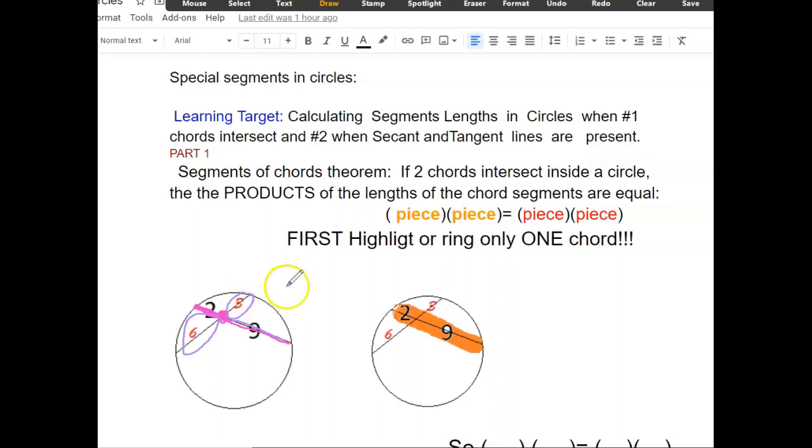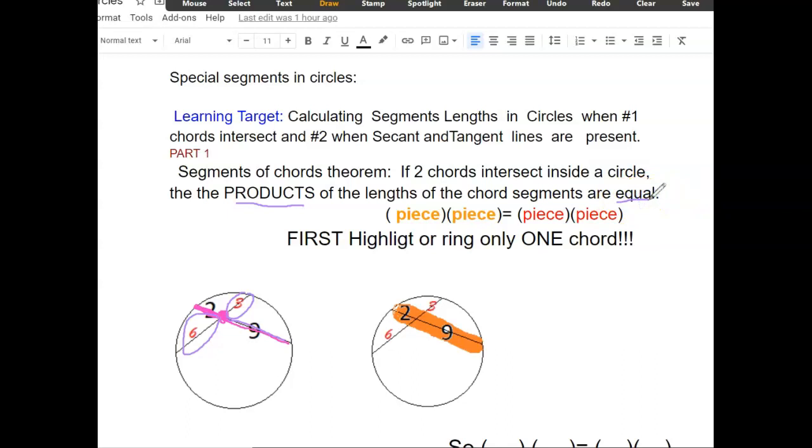So there is a rule, there's a theorem. The first theorem is that when you have two chords intersecting: if two chords intersect inside a circle, the products, and the word product is the answer to a multiplication problem, of the lengths of the chord segments are equal.